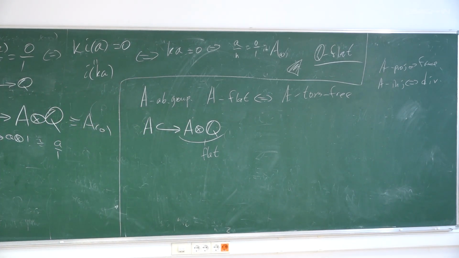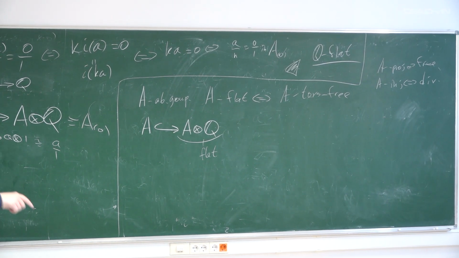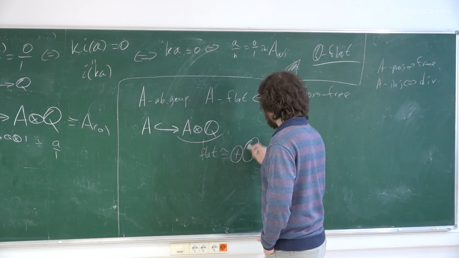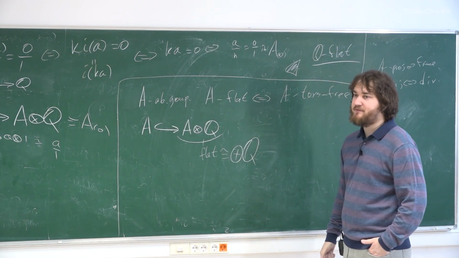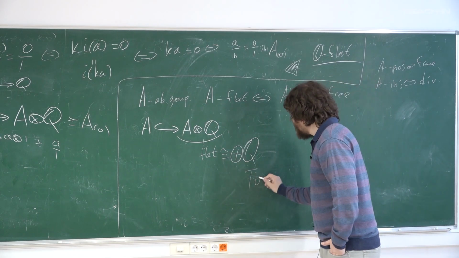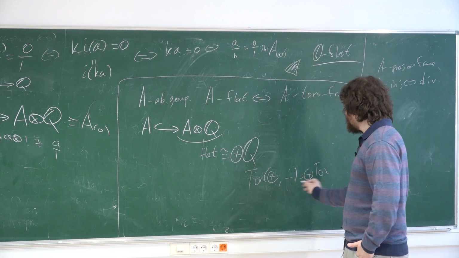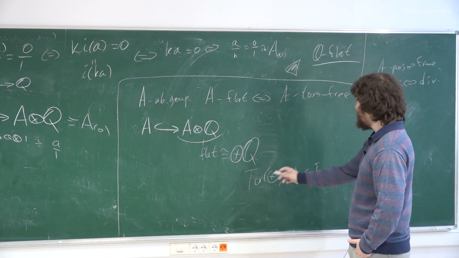Because it's a Q vector space, a vector space over the rationals, it's a direct sum of some copies of Q. It's isomorphic to a direct sum of Q. Q is flat, and a direct sum of flat modules is flat, because Tor of a direct sum is the direct sum of Tor. So if each of them is 0, then it's 0.